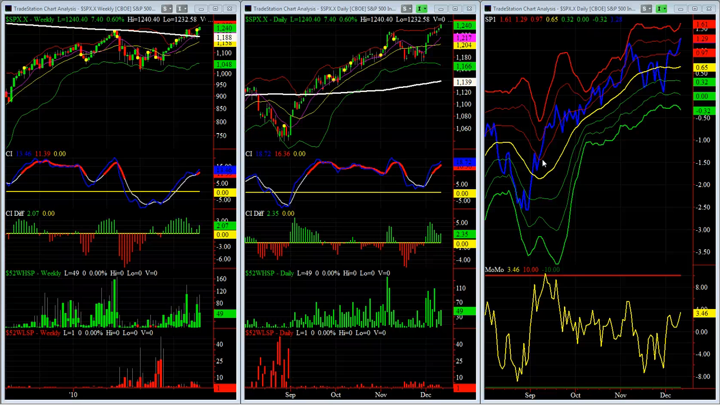I'm just doing a quick test of a screener. This is our SP1 Momo chart. We have three sub panels here, if you will: SPX weekly and daily, and we have SP1 and Momo.